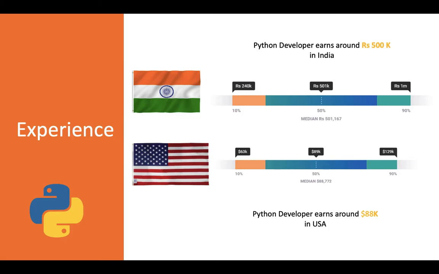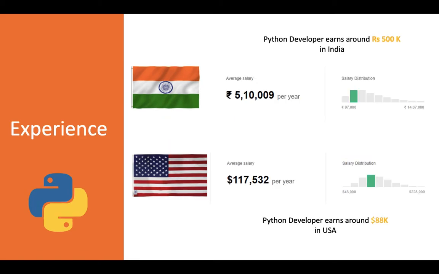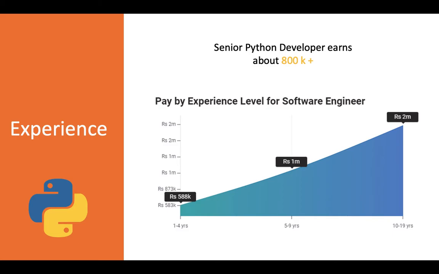Experience is a very important thing you should have, in Python or in any job you are doing. In India, a developer earns around 500K approximately, as compared to the US at $88,000. So the average salary is around 5 lakh 10 per year. In the US also, as you can see, I've shared the PPTs, you can go through it.